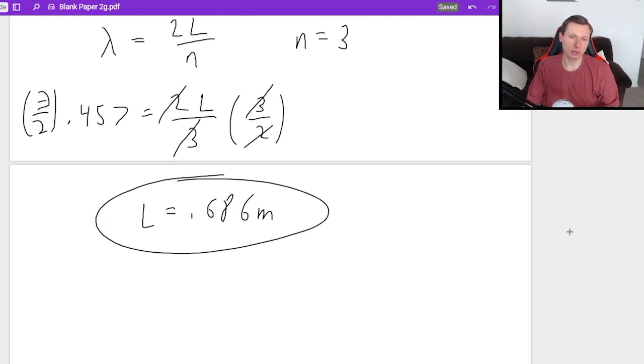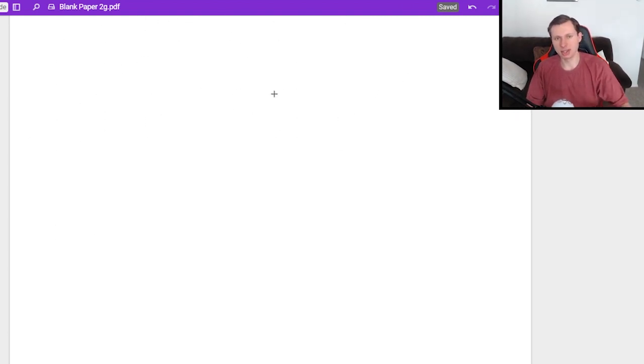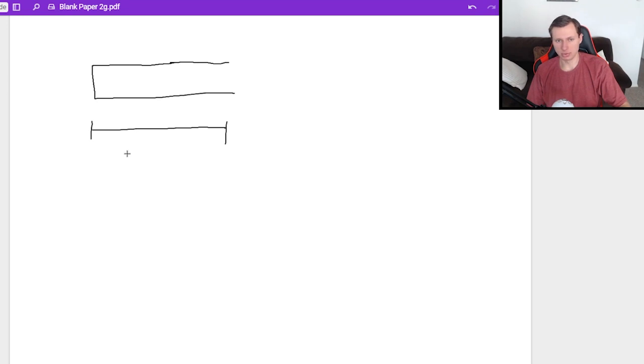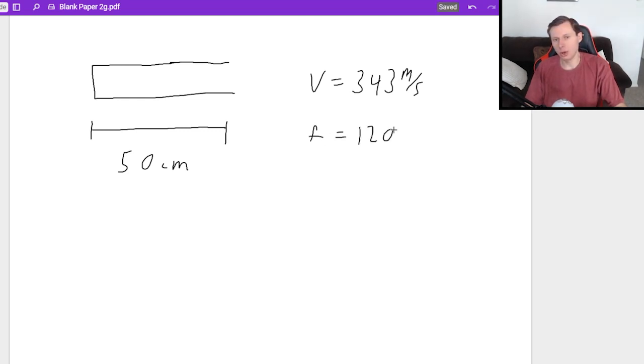And now let's look at one more example. This, of course, will be the one end open, one end closed case. Let's say the length of this bottle, or whatever it is, is 50 centimeters. And now I'm going to give you the following information. Once again, we'll use a velocity of 343 meters per second, the speed of sound. And I want to achieve a frequency of 1200 hertz. And my question is, which number harmonic am I using to achieve this?